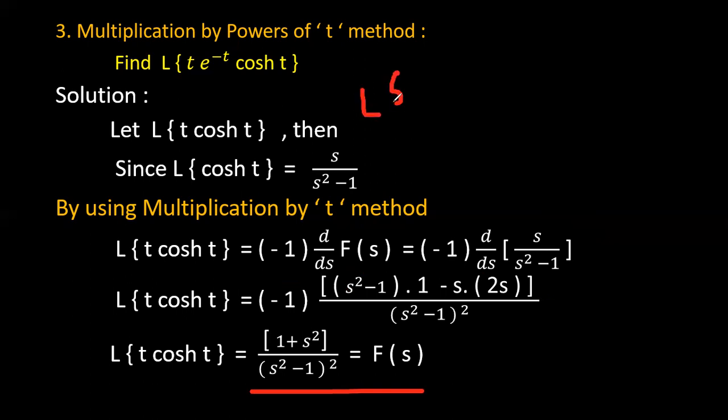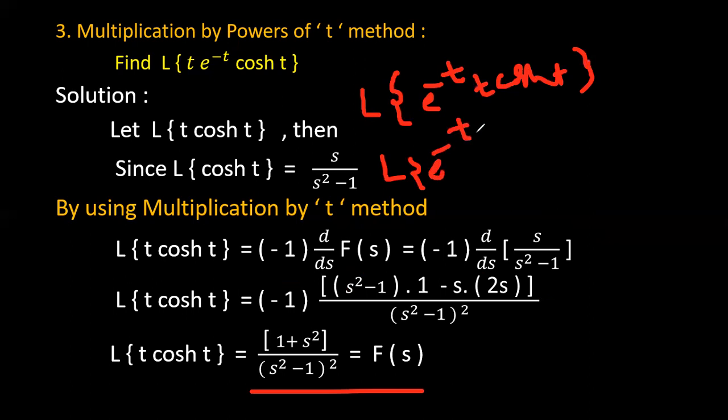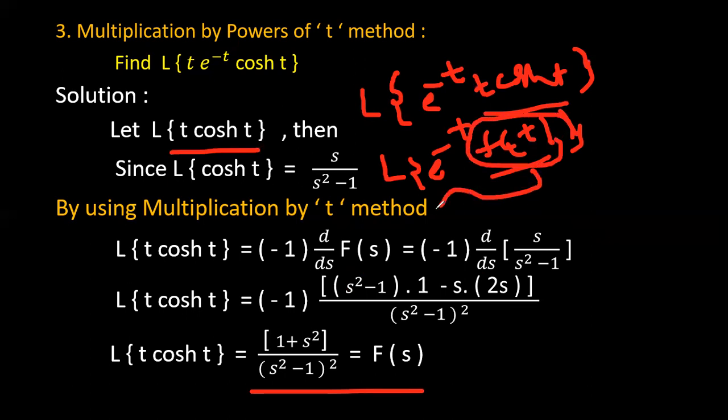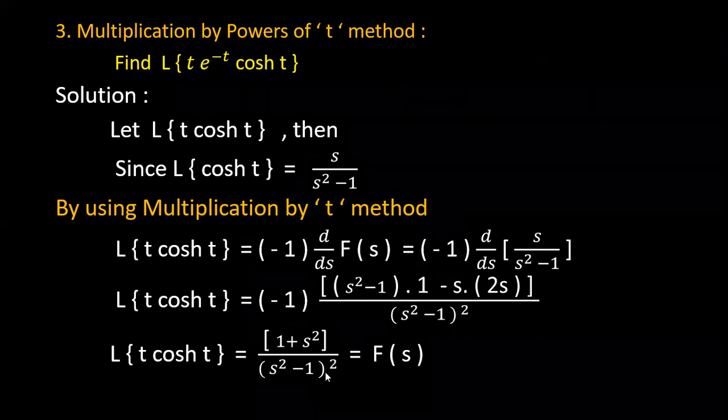That is, we have rearranged this as e power minus t into cos ht. So it is of the form Laplace transform of e power minus t f of t. Okay, Laplace transform of e power minus t f of t, where f of t is t into cos ht. We have simplified this Laplace transform of f of t using the multiplication by t method, and next we have to apply the shifting method. Okay, so this is your F of s.